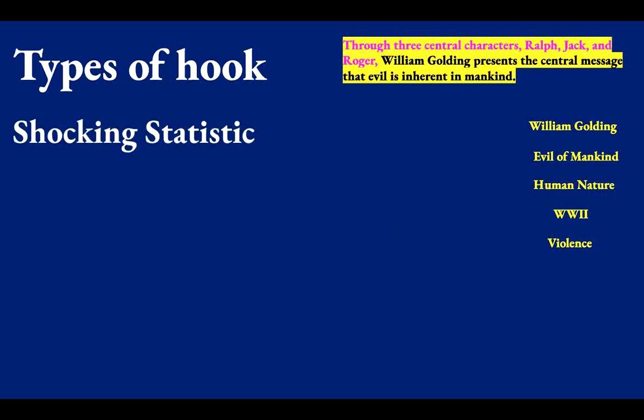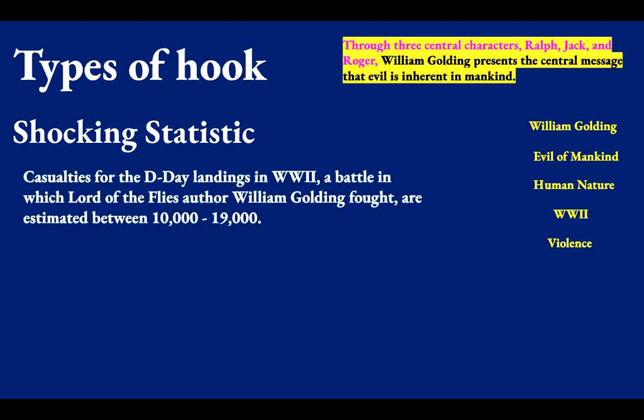Well, again, I need to think what my central claim is. Golding presents the message that evil is inherent in mankind. Okay, I've got the things: Golding, evil in mankind, human nature, World War II, and violence. What statistics can I find related to those things? Well, what about casualties for the D-Day landings in World War II, a battle in which Lord of the Flies author William Golding fought, are estimated between 10 to 19,000. Shocking statistic relates to World War II and William Golding. And obviously because of the war, violence as well.